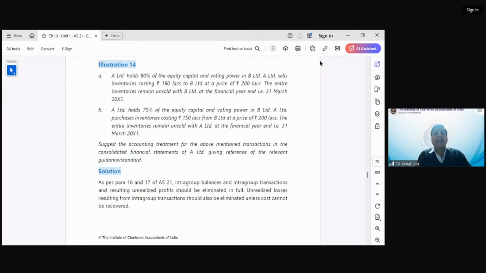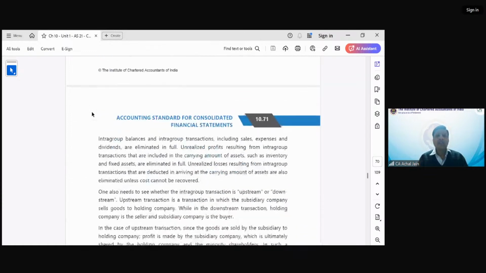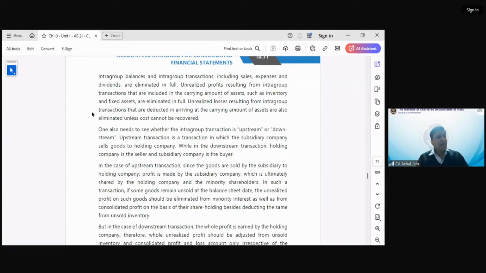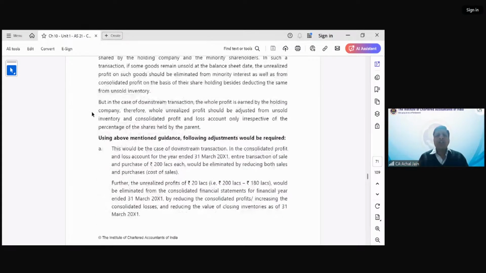The entire inventories remain unsold with B at the end of the financial year. So you are required to suggest the accounting treatment for the above mentioned transaction in the consolidated financial statements. So now it's very, very simple. So what is going to be your elimination? So in this case, what will you eliminate? Tell me quickly. So you'll say it's a downward transaction. In this case, what will you eliminate?